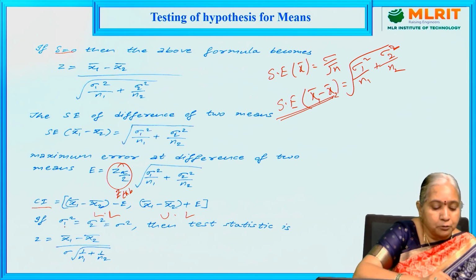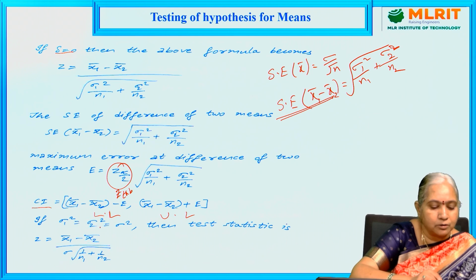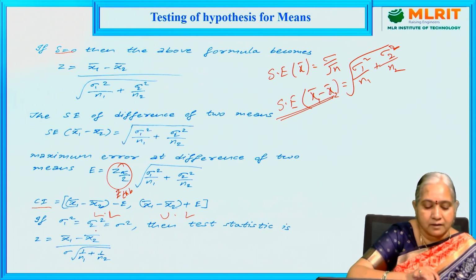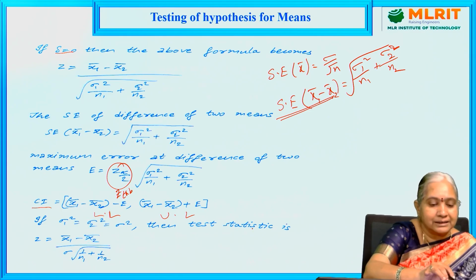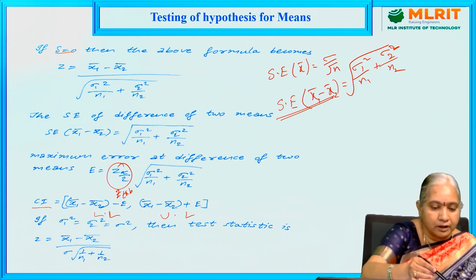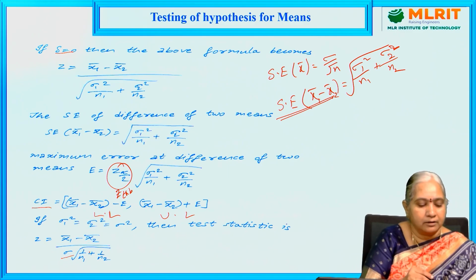Suppose the two population variances are equal, sigma 1 square equal to sigma 2 square equal to sigma square. If these two population variances are equal, then the test statistic becomes z is equal to x1 bar minus x2 bar by, with sigma 1 square equal to sigma square and sigma 2 square equal to sigma square, we can take sigma square as common. Under root means sigma, so take out sigma: under root 1 by n1 plus 1 by n2.